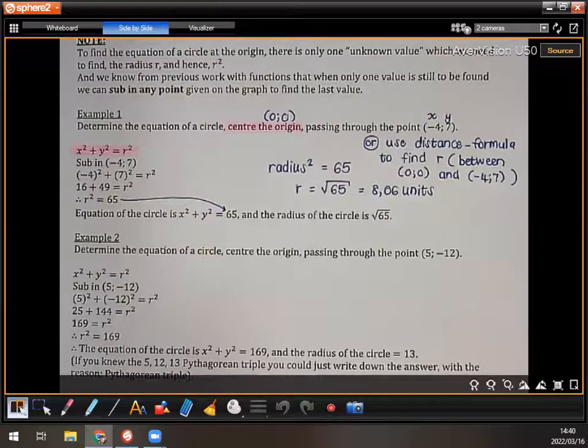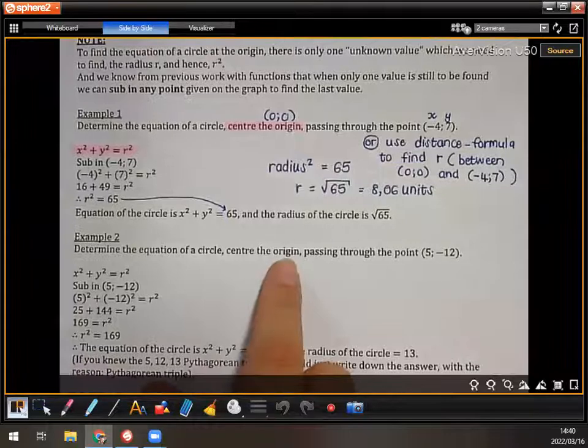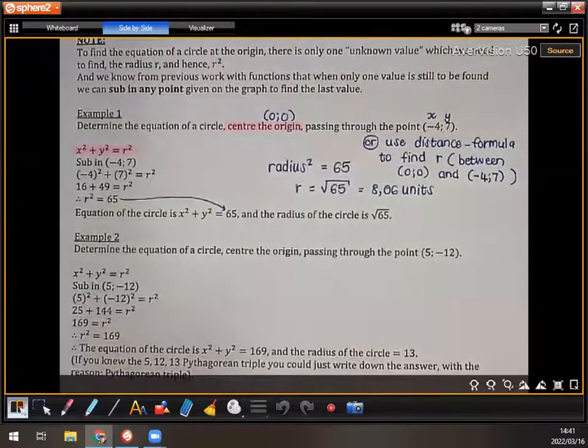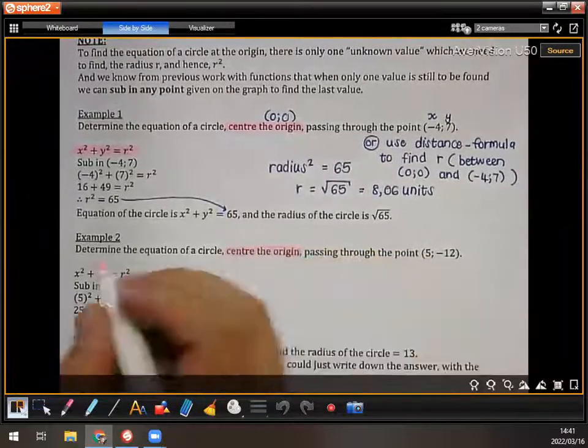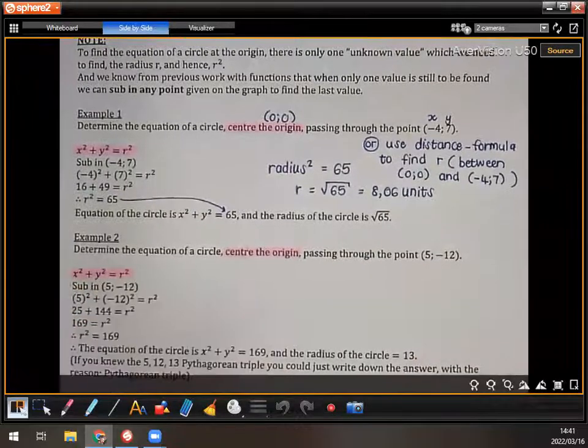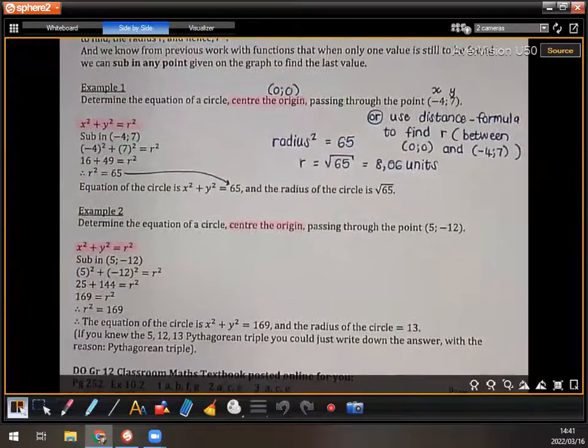Okay, are there any other questions on that one? The next one is very similar. Example 2, determine the equation of a circle. Again, they're saying center the origin. So again, I'm going to highlight that. As soon as you see those words, center the origin, I want you to think of the standard form of that circle equation, x squared plus y squared equals r squared.